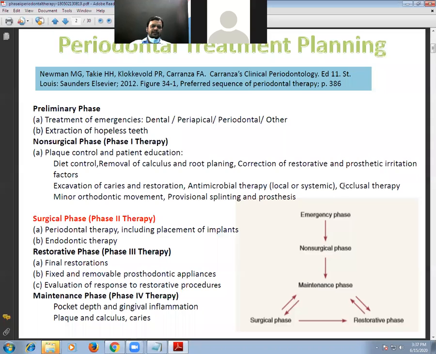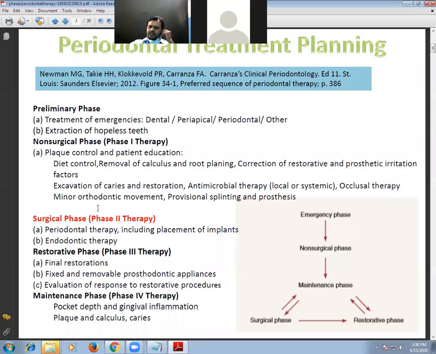Also, minor orthodontic treatments are usually performed in phase 1 therapy, and provisional splinting. For example, if a patient has grade 2 mobility and it is difficult to perform scaling and root cleaning, in those cases we perform provisional splinting.